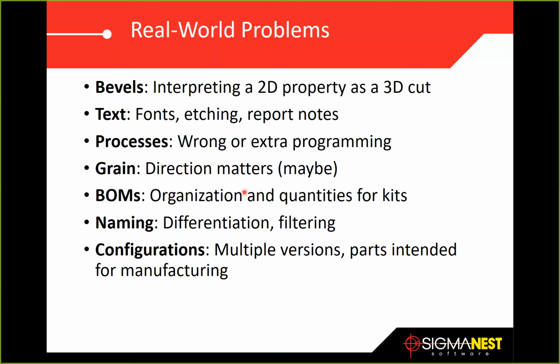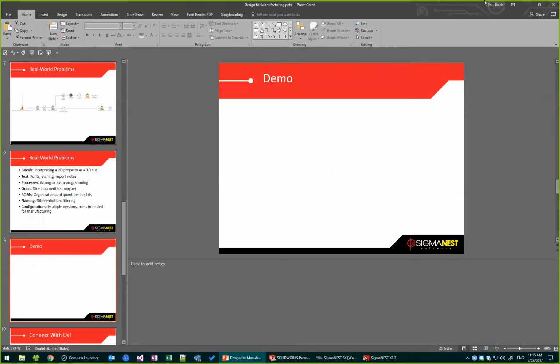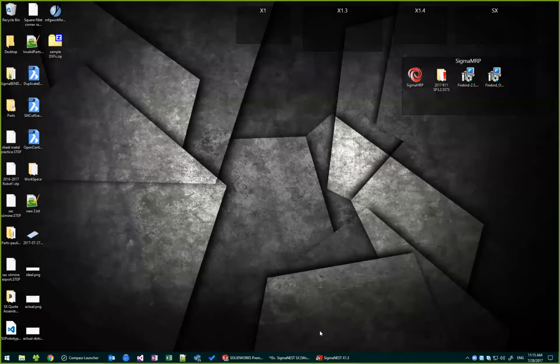And then configurations as well is a key feature for CAD modeling in general, where you can have multiple versions, lengths, just like the word says, configurations of an item, and possibly doing some things there to maybe say, these are what I need to manufacture, these are the full assembly, and just being able to include some of that. So what we want to do now is get out of this presentation and jump on over to SigmaNEST.